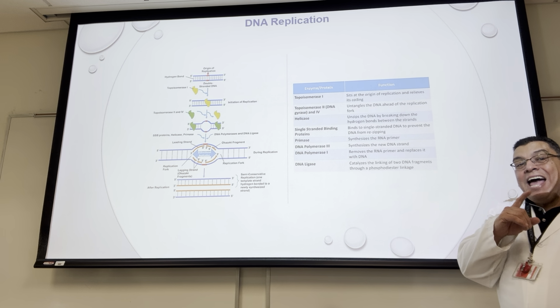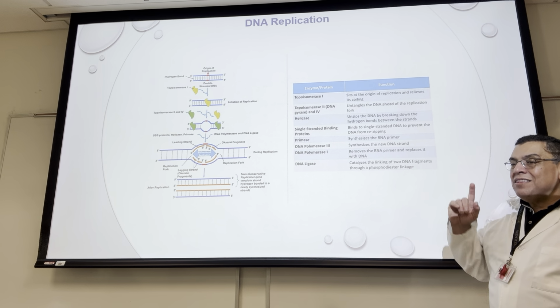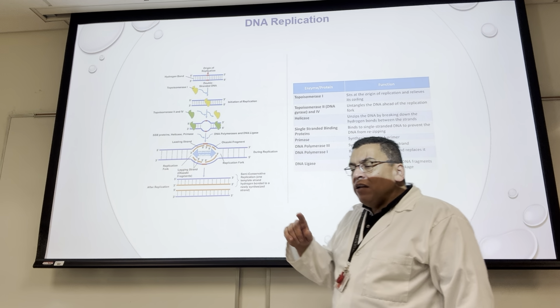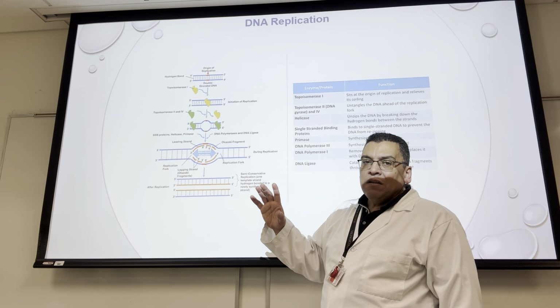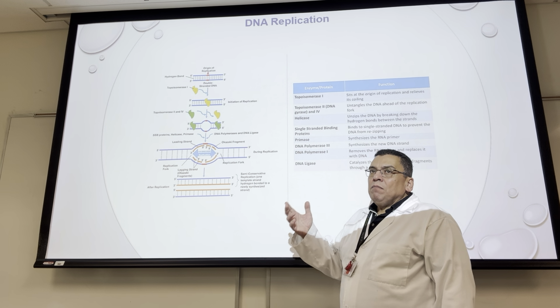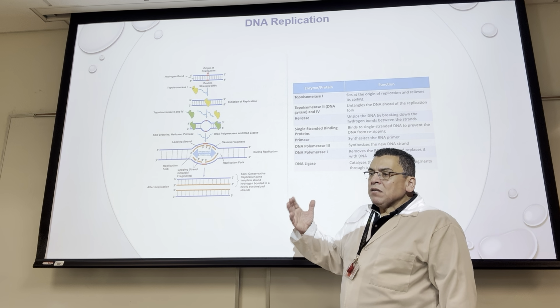Now, because the lagging strand is made in pieces, that's called discontinuous. The leading strand is continuous, meaning in one piece. The lagging strand is discontinuous because it's made in pieces, and the name of the pieces? Okazaki fragments.